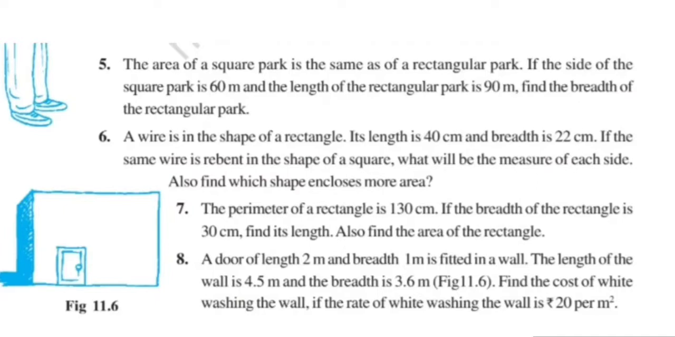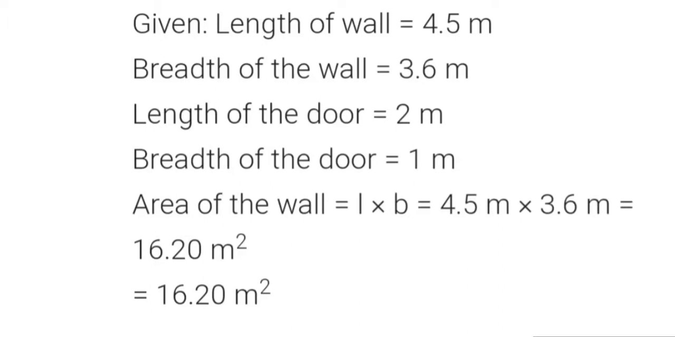Find the cost of whitewashing the wall if the rate of whitewashing the wall is rupees 20 per meter square. See the solution. Length of wall is equal to 4.5 meter. Breadth of the wall is given 3.6 meter. Now length of door is given 2 meter and breadth of the door is given 1 meter. So first we will find the area of the wall. So area of the wall formula is L into B. Put the values. So 4.5 meter into 3.6 meter. It will come 16.20 meter square.